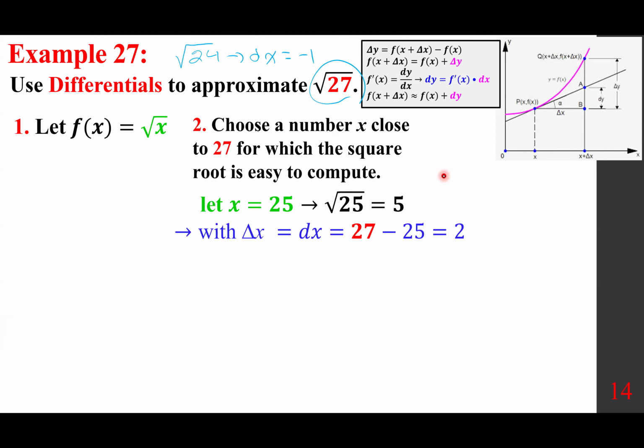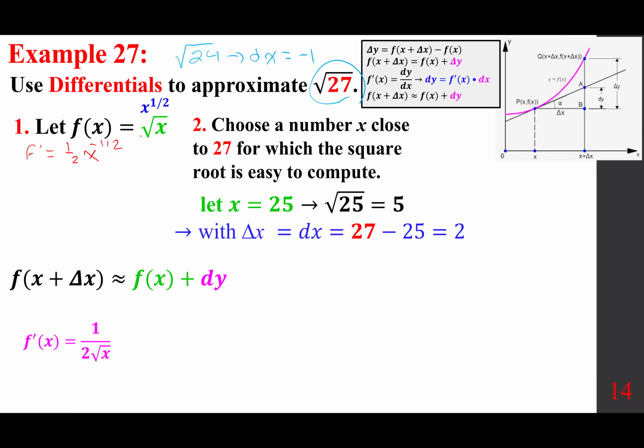So we have f of x plus delta x is f of x plus dy. We have f of x and dy is missing, so we differentiate by rewriting it as x to the power of 1/2. You've seen the answer becomes 1/2 square root of x. Quickly, f prime is 1/2 x to the power of 1/2 minus 1, which is negative 1/2, so 1/2 square root of x, and dy is the same thing times dx. And so you have everything.